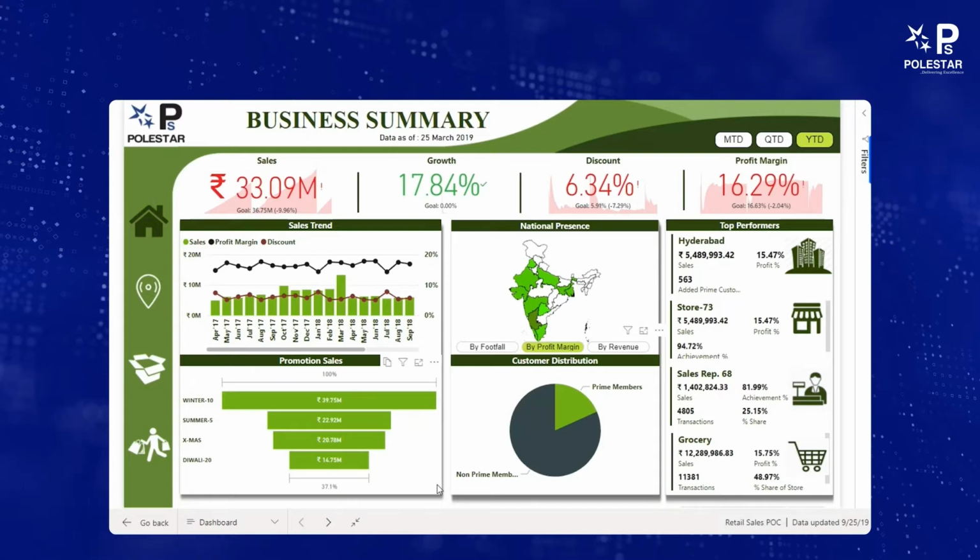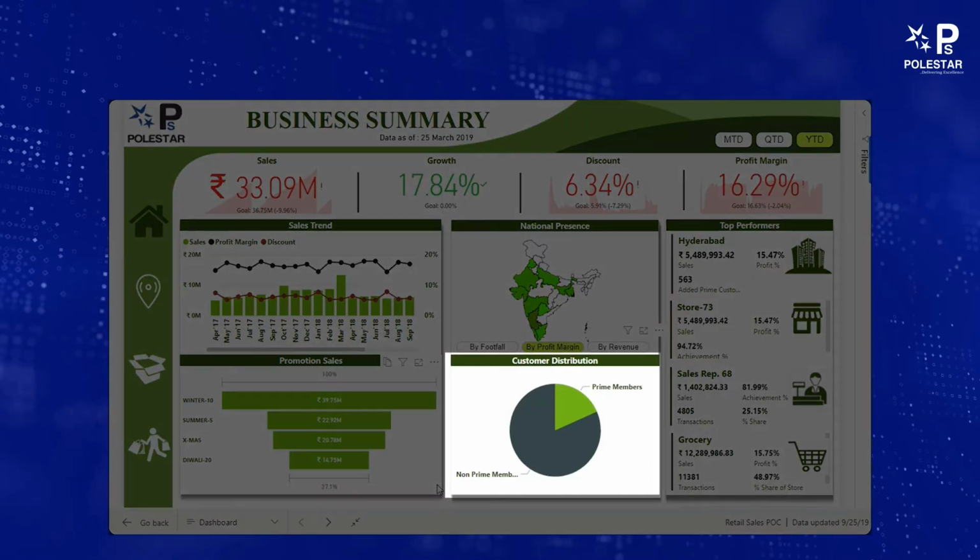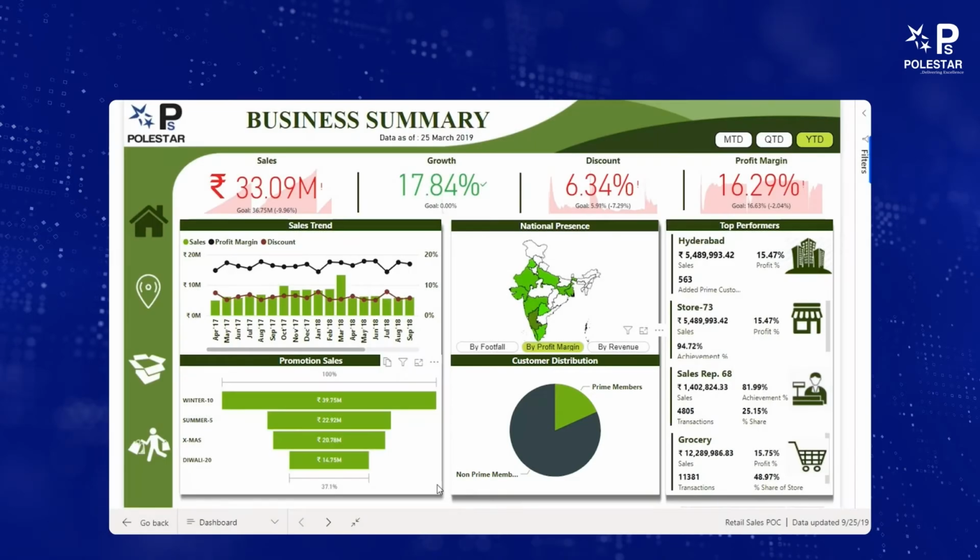On the same side, I also get to see the distribution of my prime customers and my non-prime customers. Prime customers are basically those who fall under my loyalty program, and every retail store has their own loyalty programs. So as per that loyalty program, how much of my customers fall under that are listed as prime members, and the other ones are listed as non-prime members. This is just some analysis which I could see.